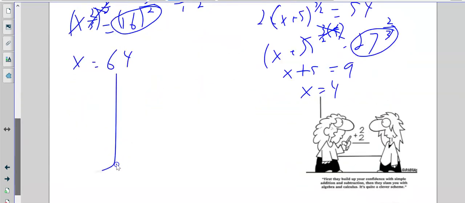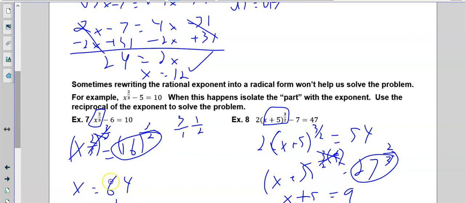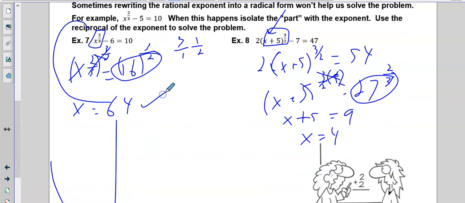And I forgot to do this up here. Whoops. Real quickly, check. Okay. The cube root of 64 is 4. 4 squared is 16. Minus 6 is 10. Up here, we said the answer was 4. Plus 5 is 9. Okay. Square root of 9 is 3. Cubed is 27. Times 2 is 54. Minus 7 is 47. And our answers check out. And that is the end of the lesson.